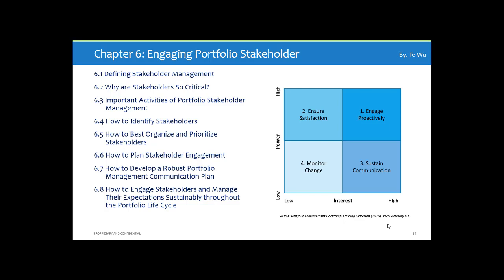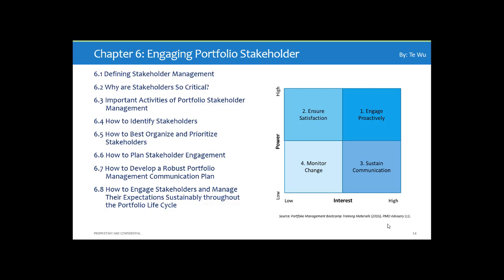Next, you have the third, sustained communication. These are a group of stakeholders who don't have as much power, but who actually are quite involved. These could be the core team members. They could be the end users. The end users, in some cases, may not have a lot of influence over the particular portfolio, and it could be customers. But these are people you really want to make sure are happy and sustain that communication.